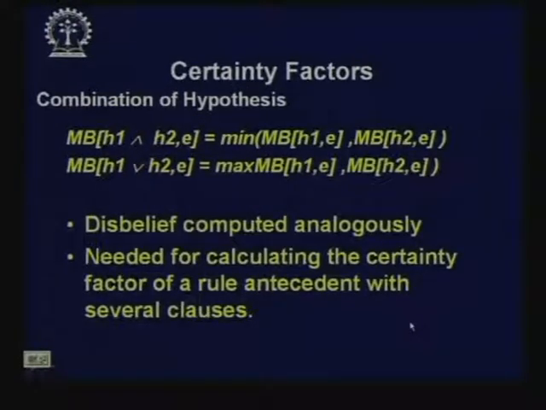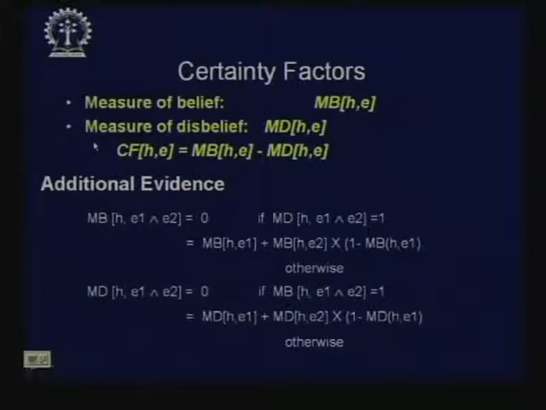So, the combination of hypothesis. Now, the earlier one was combination of evidence. Now, we are looking at combination of hypothesis. This is a little different. So, what did we discuss? This earlier part is the combination of evidence. When there is more than one evidence, what is our strength in the hypothesis?